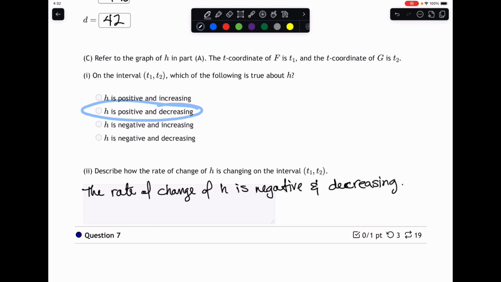So again, your answer for part 2 of question C, describe how the rate of change of H is changing: the rate of change of H is negative and decreasing. Make sure again that you state that you're talking about the rate of change. Don't write H is negative and decreasing, okay? Because that won't give you the full point, because we're talking about, again, the rate of change.